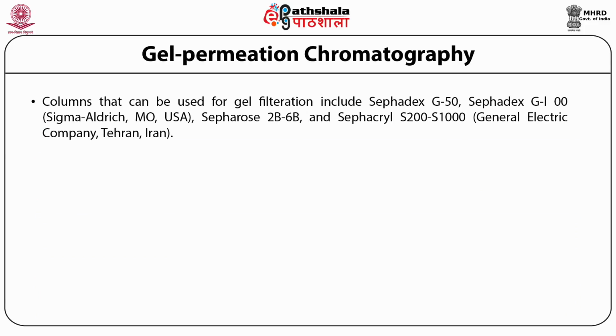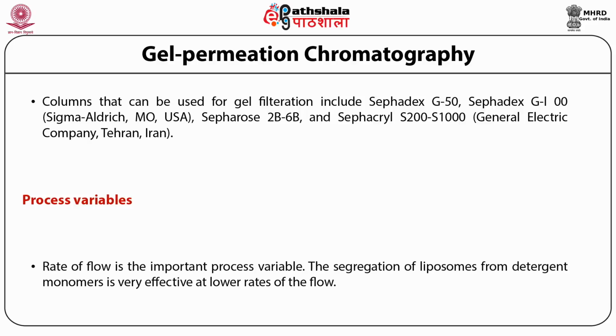Columns that can be used for gel filtration include Sephadex G-50, Sephadex G-100, Sepharose 2B to 6B and Sephacryl S-200 to S-1000. Among the process variables which affect the efficiency of this process, the rate of flow is the important process variable. The segregation of liposomes from detergent monomers is very effective at lower rates of flow.